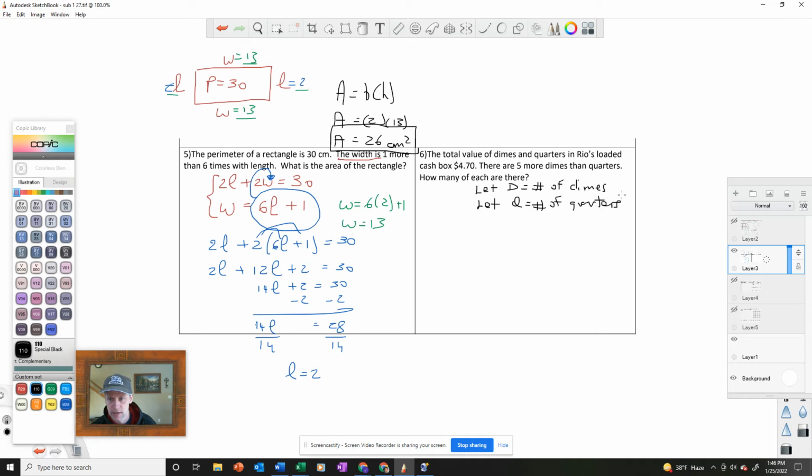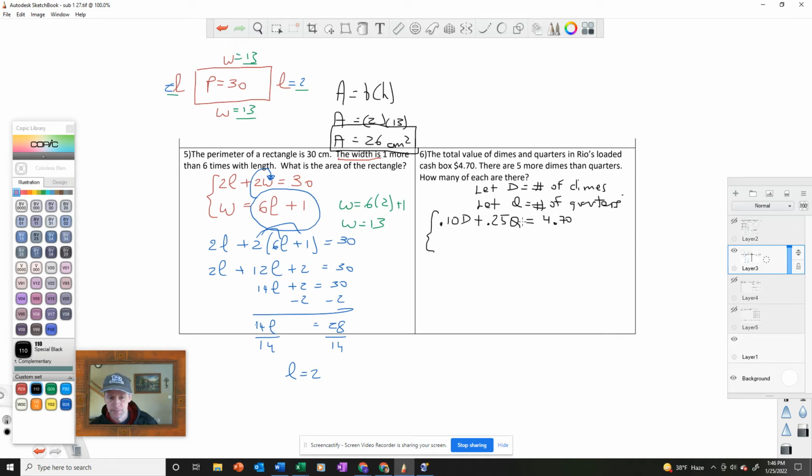You always got to define your variables before you write equations. And the first equation, we've practiced this one before. I remember we practiced it last week. I'm going to multiply the number of dimes times 10 cents, because that gives me the value of the dimes. I'm going to multiply the number of quarters times 25 cents. That gives me the value of the quarters. And together, their value is 470.